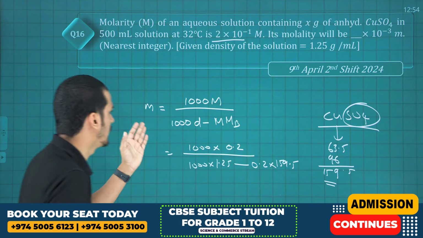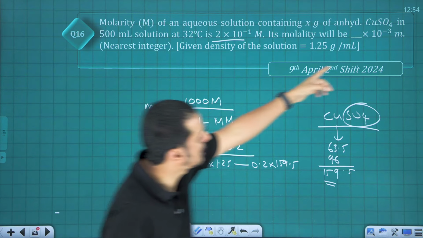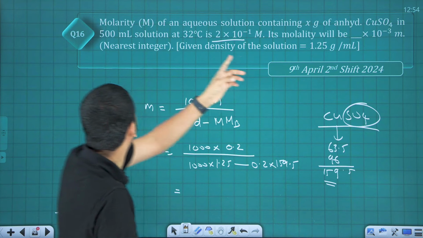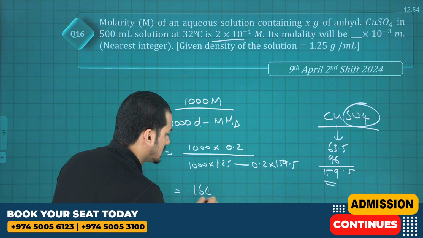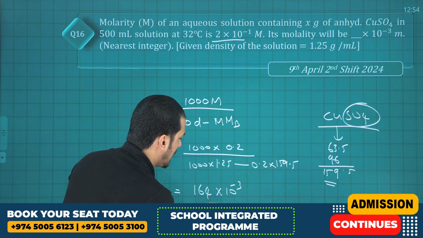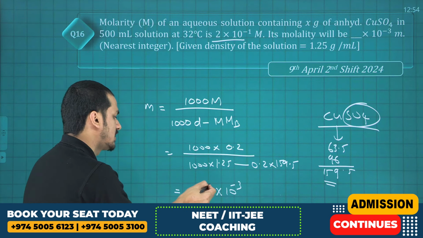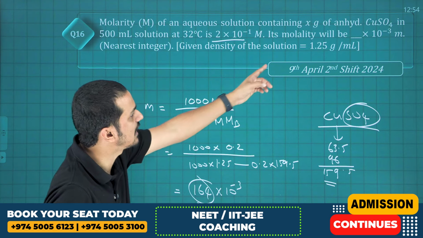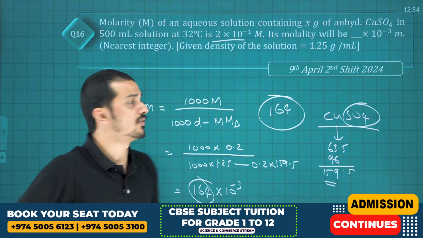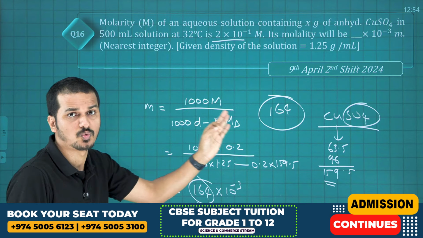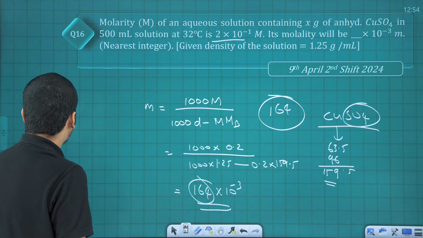Once you solve this for molality, you will get the answer. That's in 10 raised to minus 3. So this will be equal to 164 into 10 raised to minus 3. So what is our integer answer? 164 is our molality value, so our answer is 164. Okay, dears? Clear? Okay. We can move to the next question.